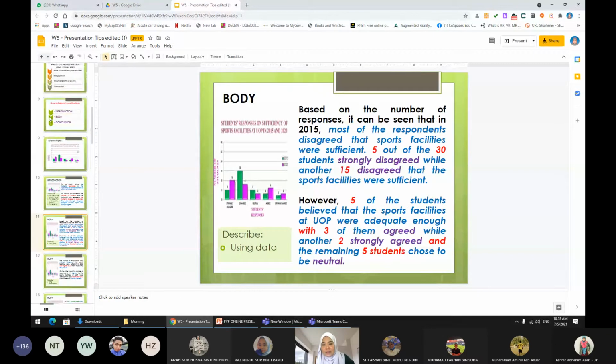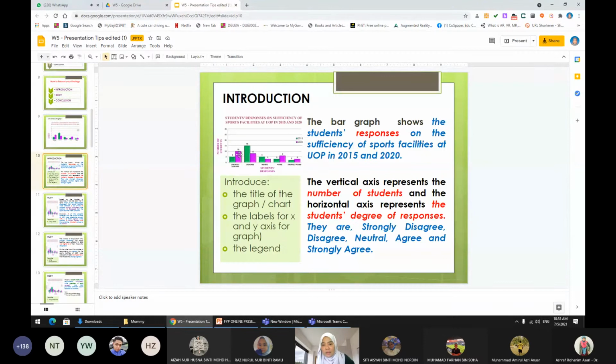So every single thing here starts with a proper structure. For example, you have to explain first about the graph, whether it's a pie chart or a bar graph. What does it show? Here I'm giving you one example. The bar graph shows the students' responses on the sufficiency of sports facilities at UOP. Sorry, I'm using UOP here, which is Ungku Abang Polytechnic. This is my context. On the sufficiency of sport facilities at UOP in 2015 and 2020.